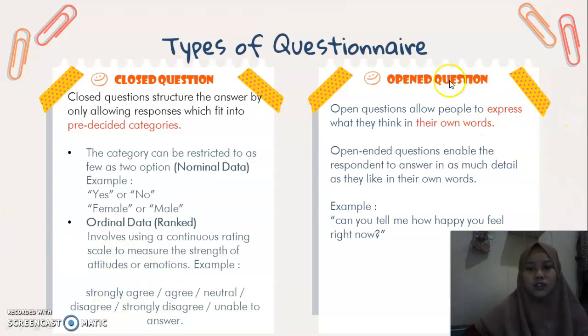And next, open question. Open questions allow people to express what they think in their own words. Open-ended questions enable the respondent to answer in as much detail as they like in their own words. So it differs from the closed question. Meanwhile, in the closed question, we already have the question that we would like to ask them, and they will just say yes or no. But in an open question, we would like to ask their opinion in their own words. Example, can you tell me how happy you feel right now? And the respondent can just say anything they want.